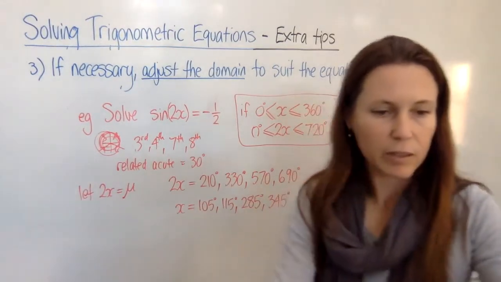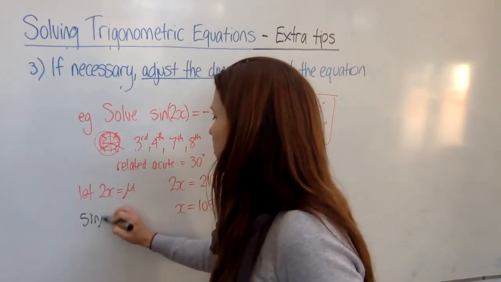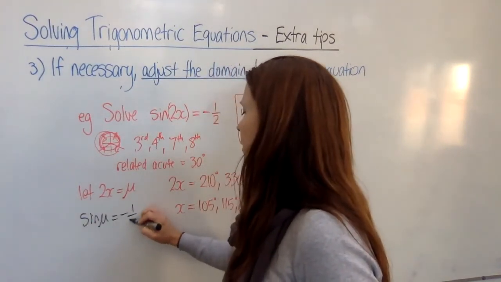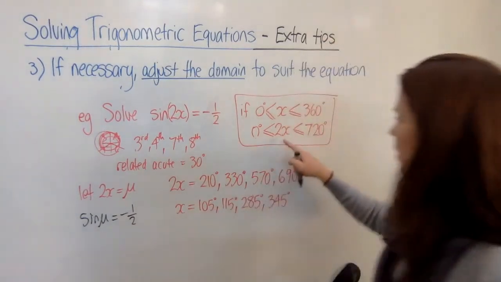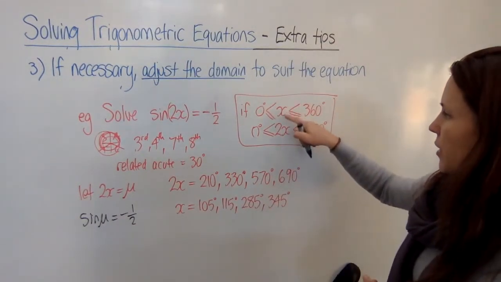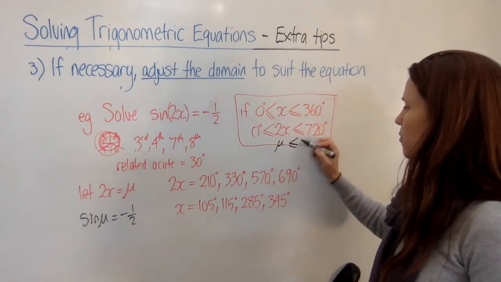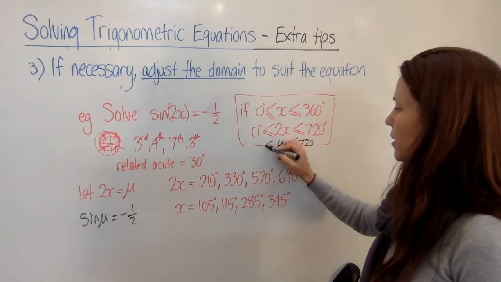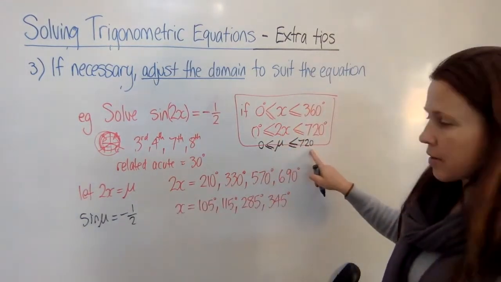Let's use a different colour. And just say sine of mu equals minus a half. Then you can go ahead and solve for mu, all right? Now over here you'd do the same thing. You'd say if x has to be this, 2x has to be that, and then you could actually say, all right, so mu has to be between 720 and 0 because mu is 2x. So you'd write that third line.